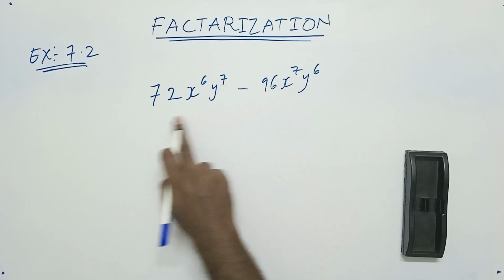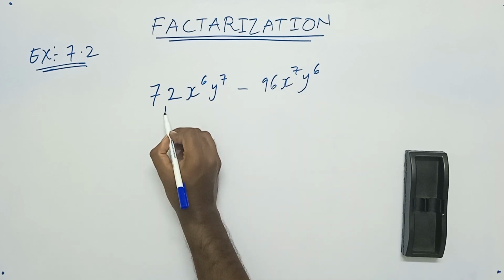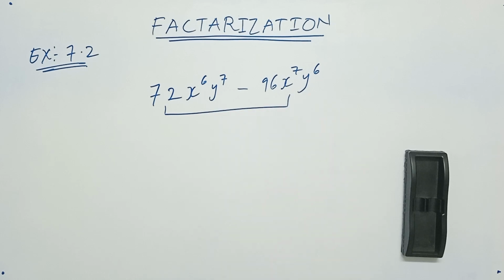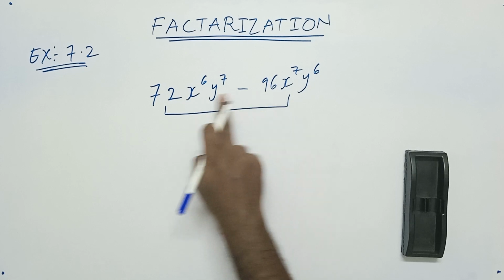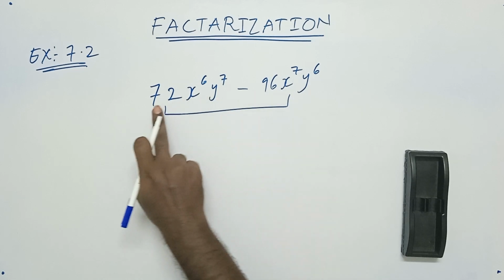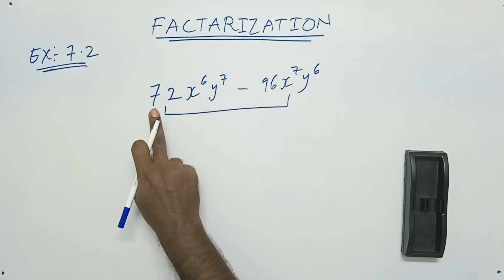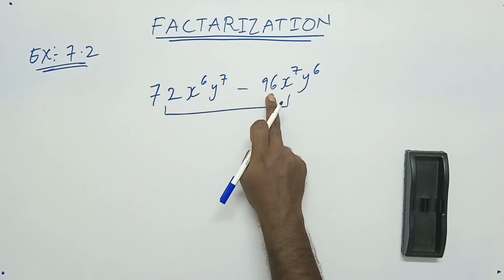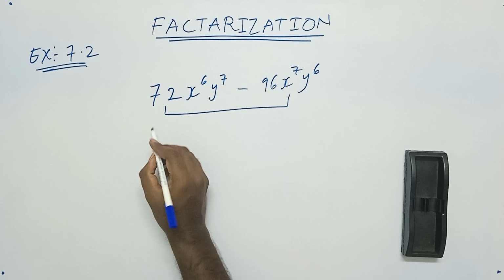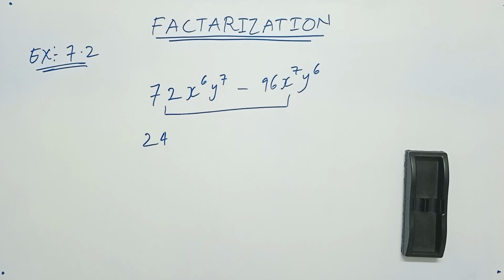So this is our next value. Now we are going to find the factors of the given expression. What are the terms? This is one term, this is another term. Now we are going to take common from these two terms. What is common? Their HCF we are going to take. So 72 and 96. What is the HCF of 72 and 96? 24 is the HCF. Now we are going to write 24 here.